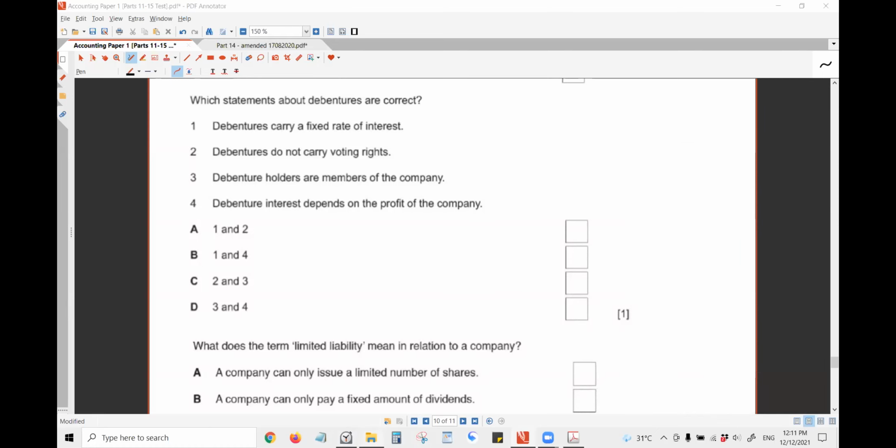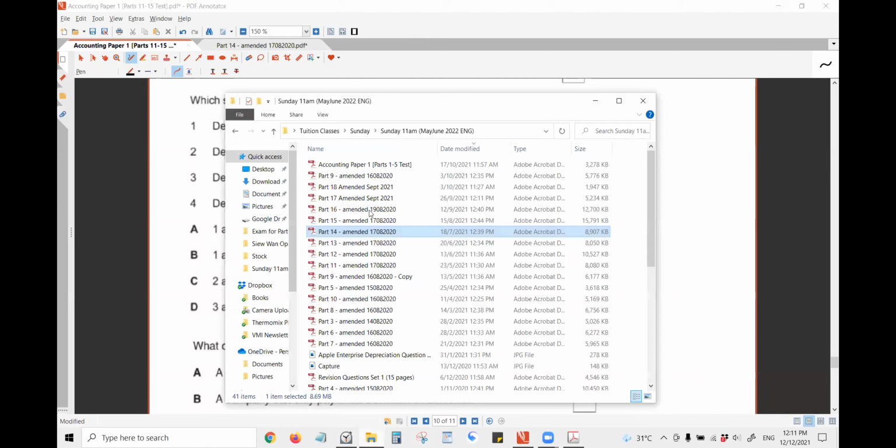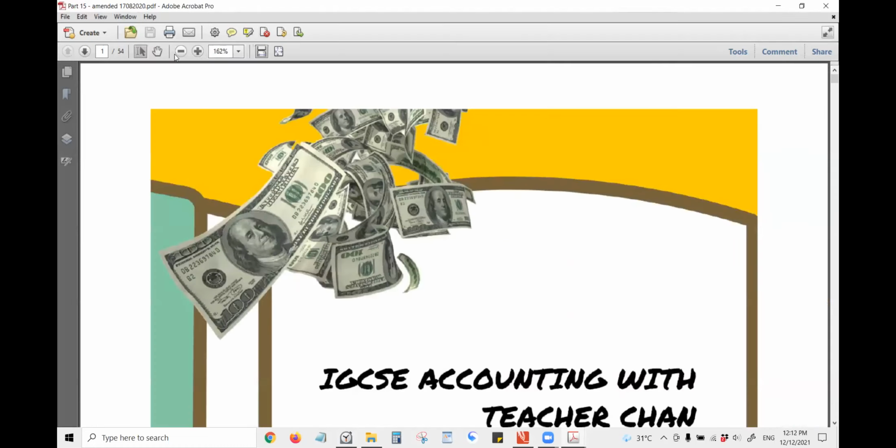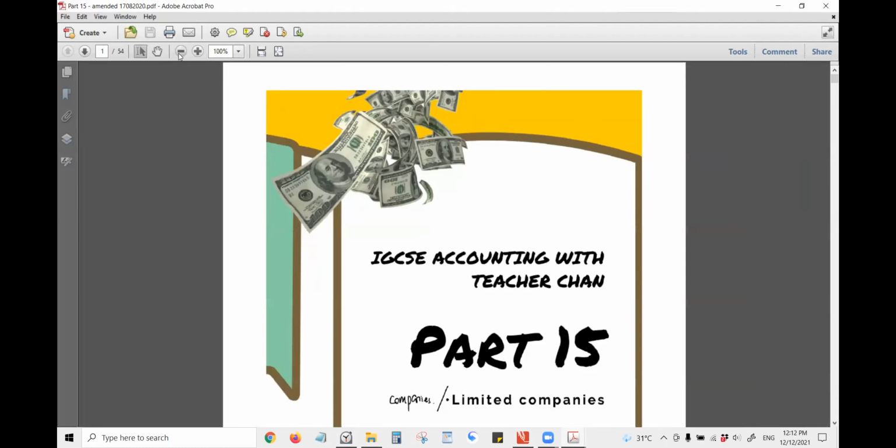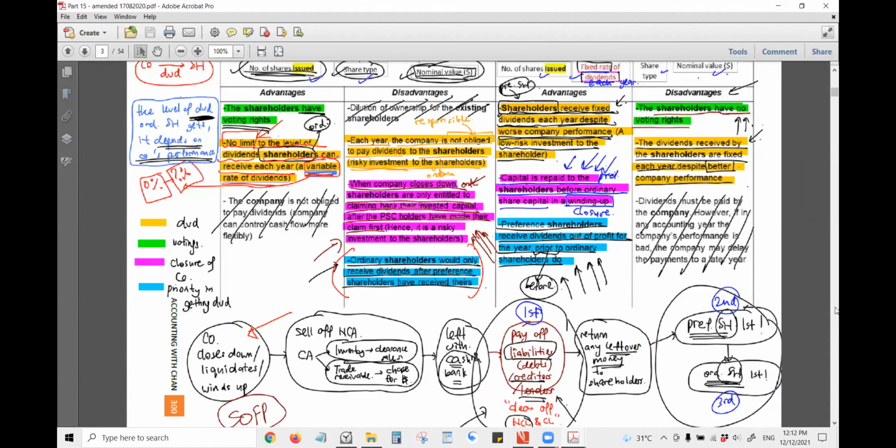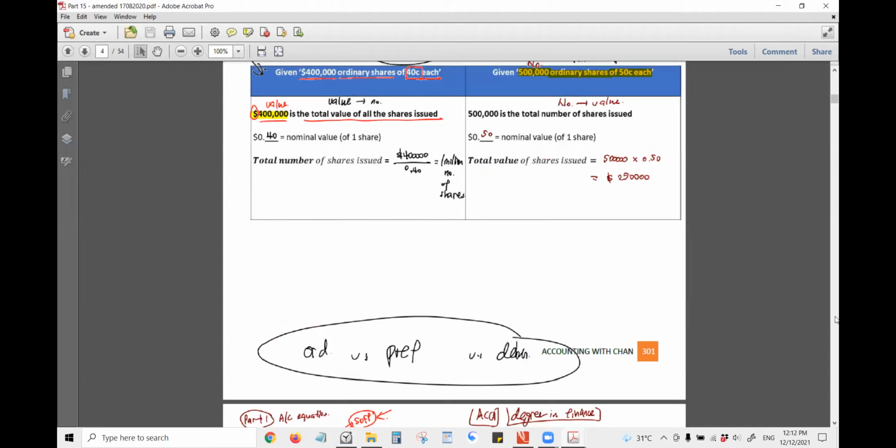So how to know what a debenture is: it is in chapter 15. For those who are not familiar with the notes, you really have to sit down and read the notes. Take a few hours to read the notes, and you have to do it regularly so that you can get familiar with them. Same goes for other subjects. Mastery can only be done through regular revision. There's no free lunch in this world.